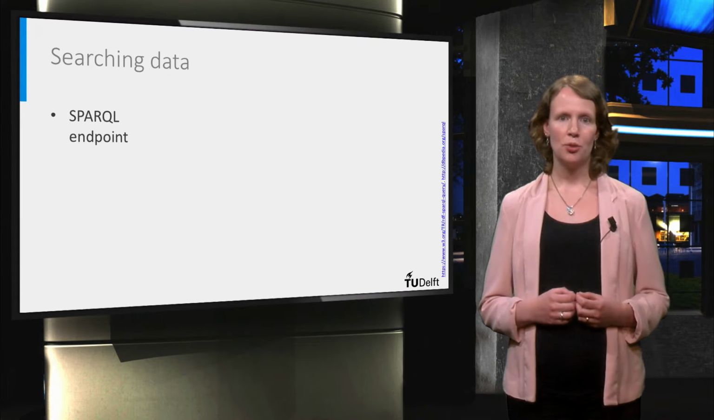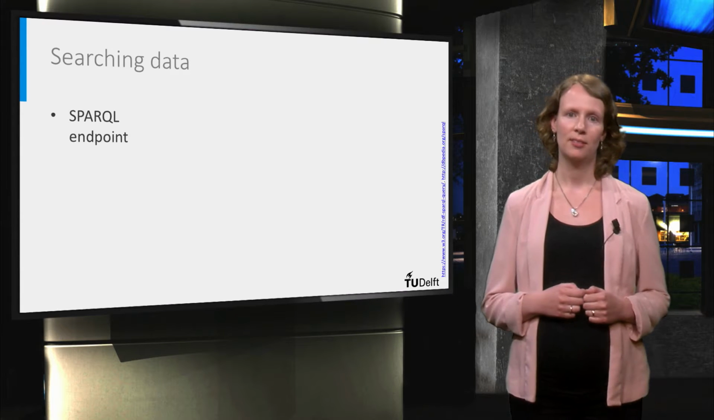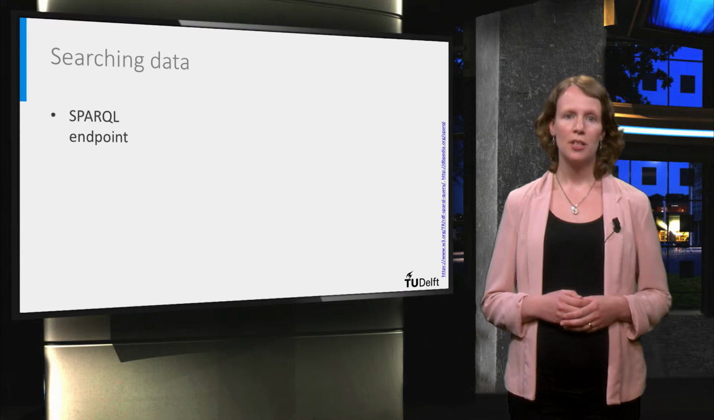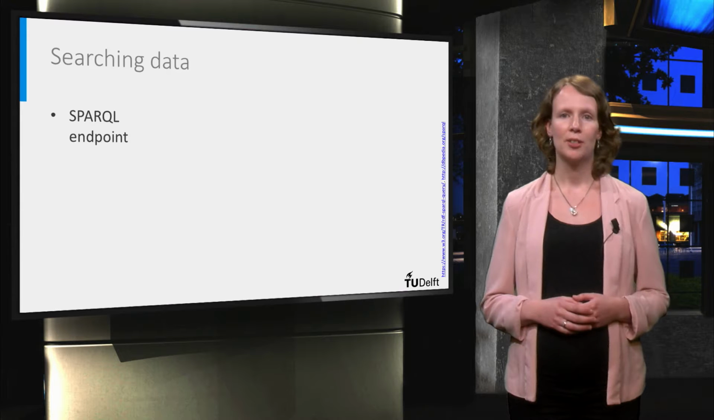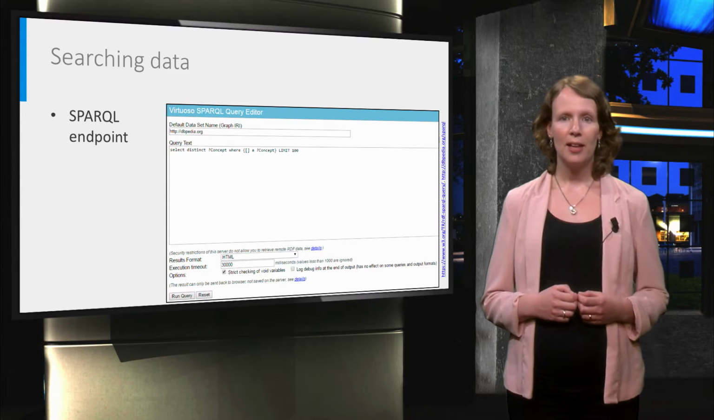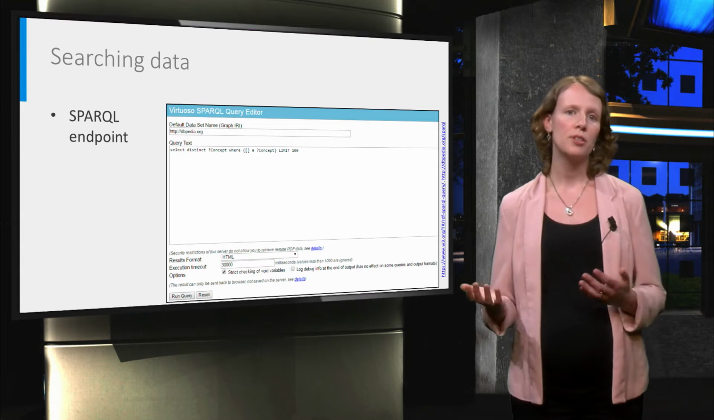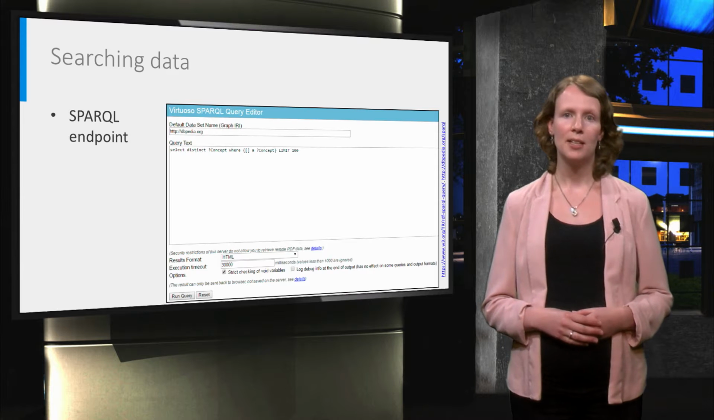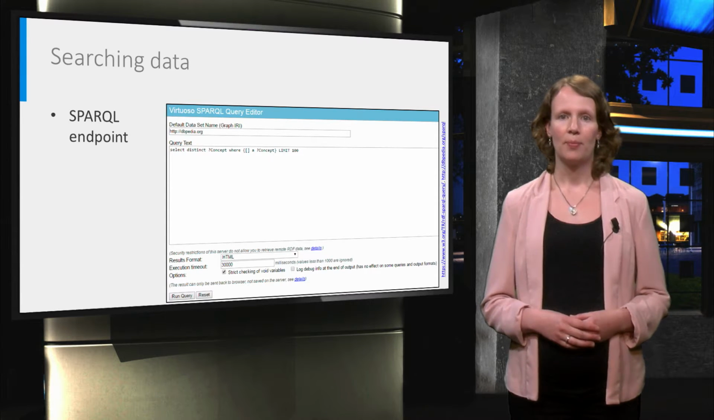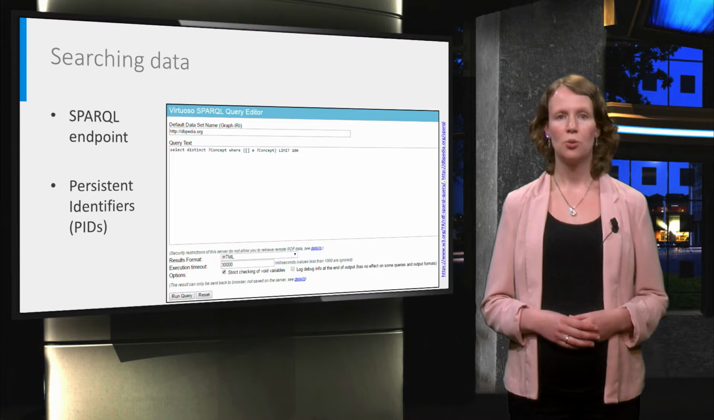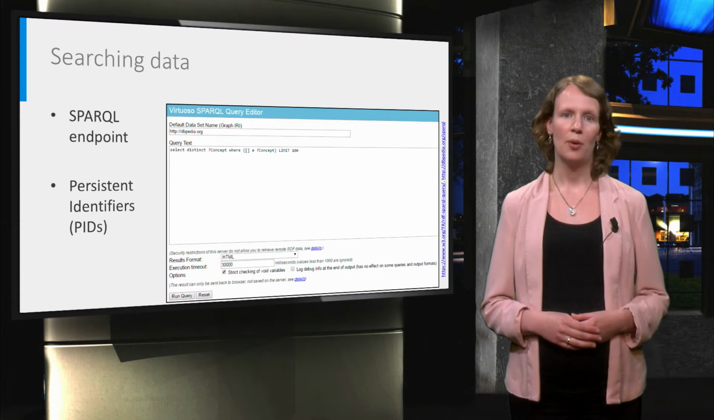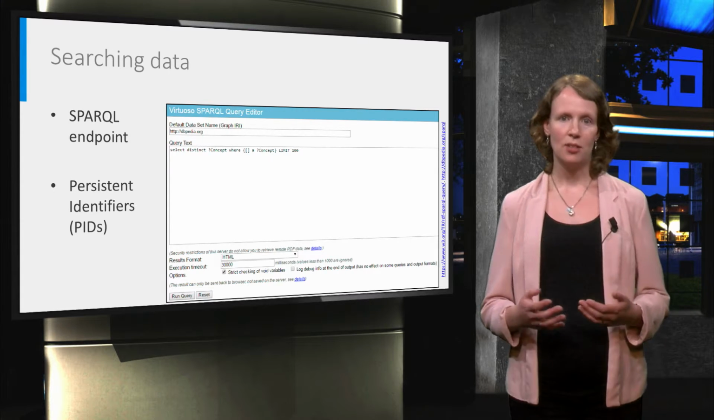When users have access to data, they can start searching. This can be done by expressing queries, for example through SPARQL, the Simple Protocol and RDF Query Language. SPARQL is a query language to search across data from a diversity of sources. The use of a persistent identifier, or PID, makes it easier to find data. A PID is a unique identification and a permanent reference to a digital object. Examples are the Digital Object Identifier, DOI, and the Uniform Resource Identifier, URI.